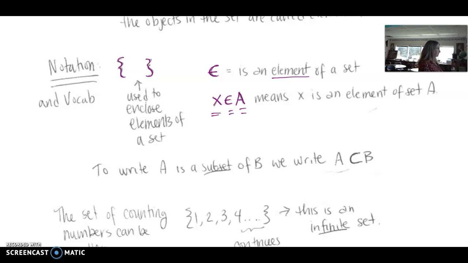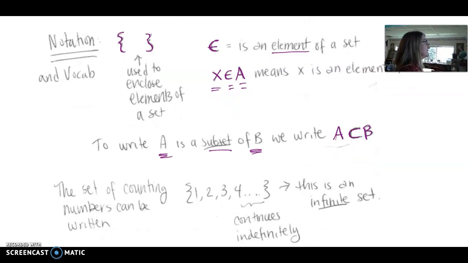Another one: we can also talk about subsets of a set. To write that something is a subset of something else, for example, if A is a subset of B, we write it out like this. You say A, and then this notation right here looks like an elongated C. A is a subset of B.